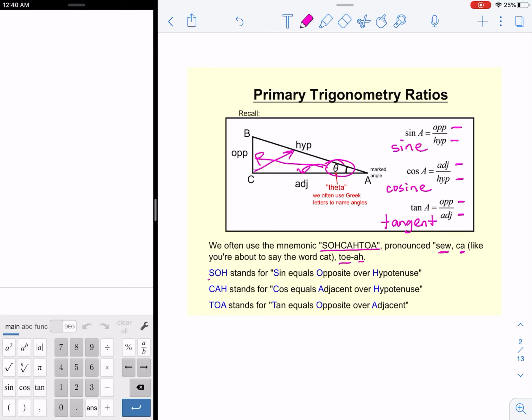So the SOH stands for sine equals opposite over hypotenuse, or opposite divided by hypotenuse. CAH represents cos equals adjacent over hypotenuse, or adjacent divided by hypotenuse. And TOA stands for tan equals opposite over adjacent. So you don't really have to memorize these ratios up here. You can use SOHCAHTOA to help you remember them.